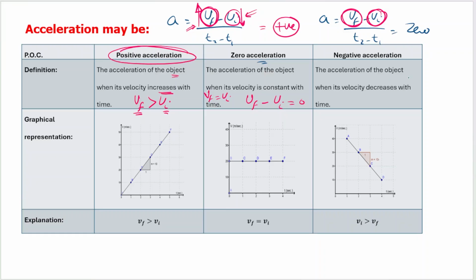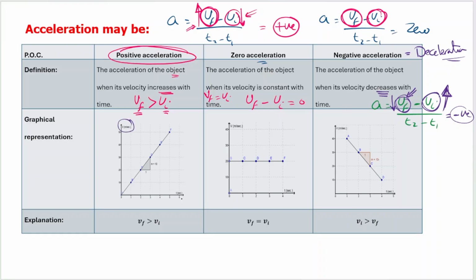Finally, what's meant by negative acceleration? Negative acceleration is equal to final velocity minus initial velocity over t2 minus t1. This fraction may be negative if the initial velocity is higher than the final velocity, and this happens when the object is slowing down. If we have a small number minus a larger number, the result will be negative. Negative acceleration means deceleration. It is the acceleration of the object when its velocity decreases with time.